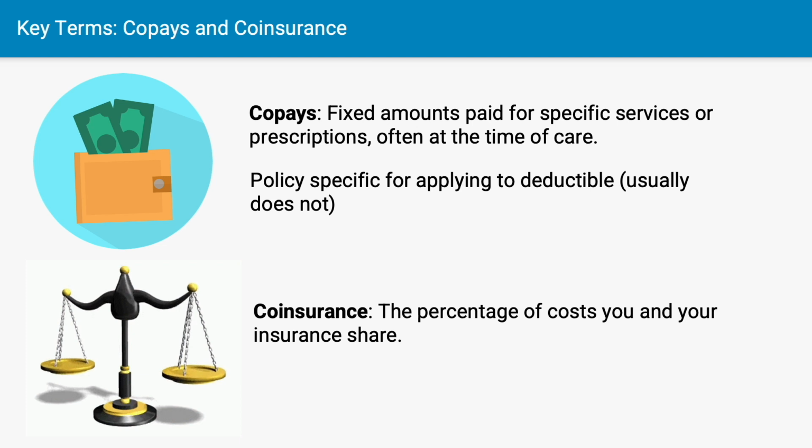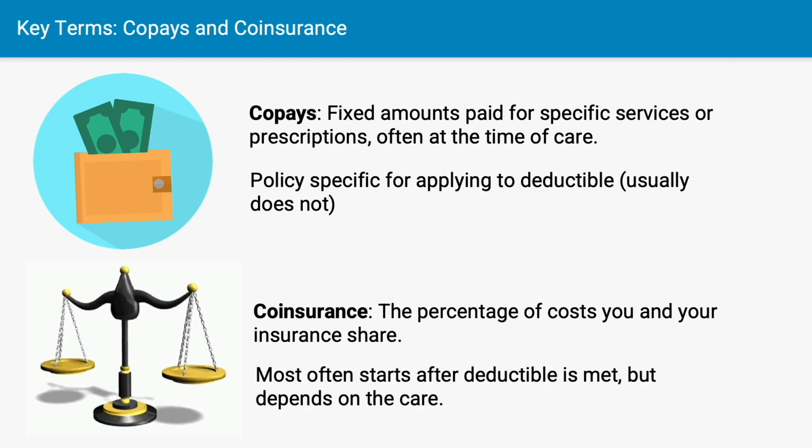Then there is coinsurance. This is the percentage of costs you and your insurance share. For example, you might see this as, let's say, 80/20, which would be your insurance pays for 80% of it, and you would pay for 20%. Let's say you had an x-ray for a broken wrist before you met your deductible and you paid completely out of pocket. If you had another x-ray after your deductible was met, you'd only pay 20% of the cost. But as with everything else, this is policy specific. Most of the time, coinsurance starts after you meet your deductible, but there are times, like with visiting urgent care facilities, for example, where the coinsurance is 80/20 regardless if the deductible is met.